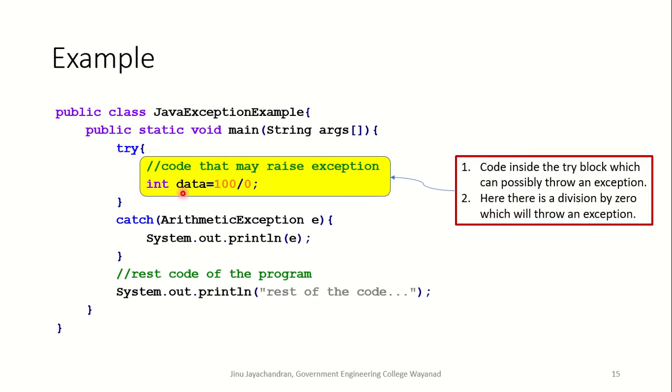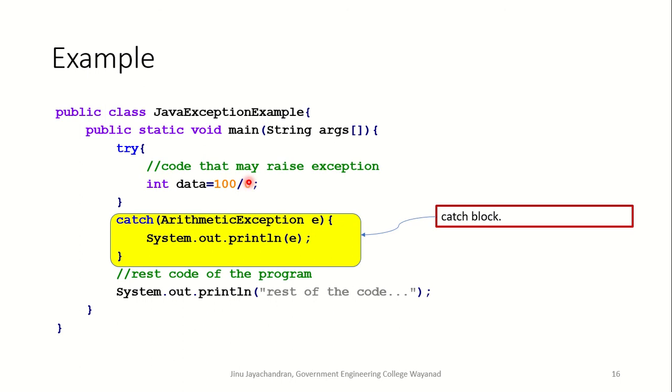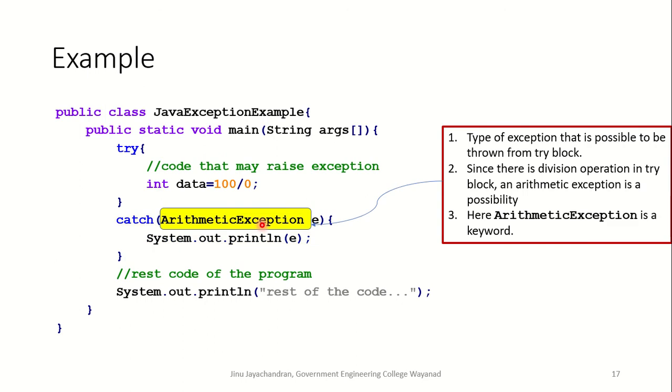In this example, we purposefully put one statement, data is equal to 100 by 0. Basically, the code inside the try block which can possibly throw an exception is put here. And here there is a division by 0 which will throw an exception. Division by 0 is not defined. This will throw an exception. So you have defined something called a catch block to receive that exception. And we see that this catch block catches an arithmetic exception.